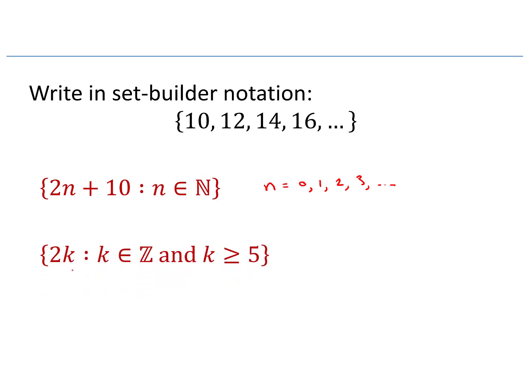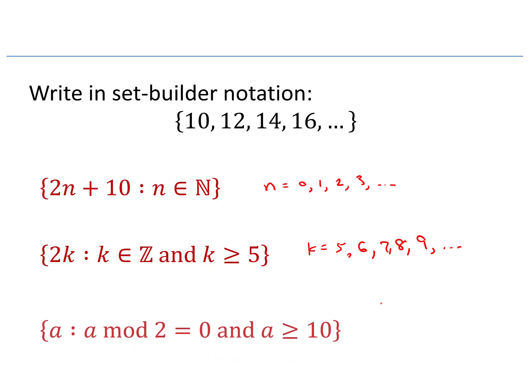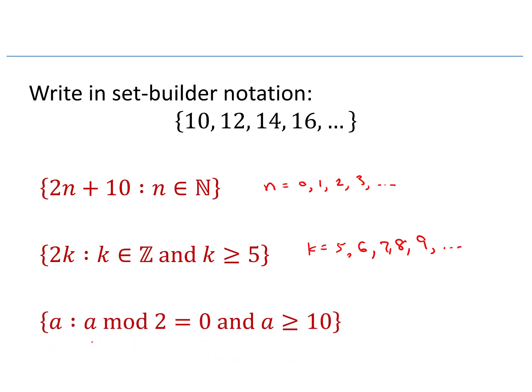Here's another way. How about something like 2k, such that k is an integer and k is greater than or equal to 5. So my k values really start off 5, and then they go 6, 7, 8, 9, and so on. And for each value of k, I'm going to double the k. This isn't really the form version or the property version. It's somewhere in between. And then here's one with the property version. The set of all a such that a mod 2 equals 0. In other words, a is even. And a is greater than or equal to 10. That could be another way to express this in set builder notation.